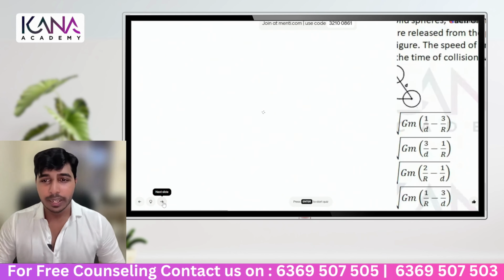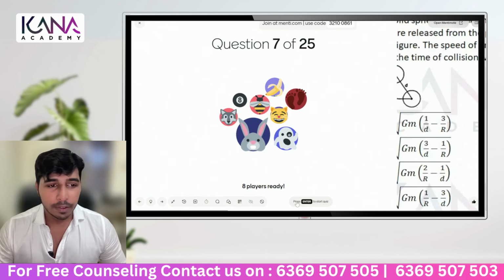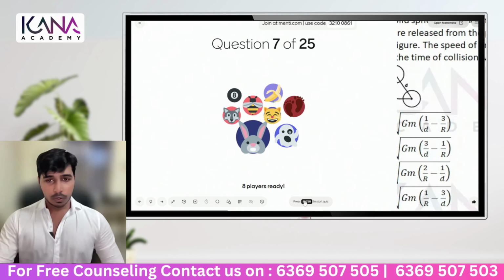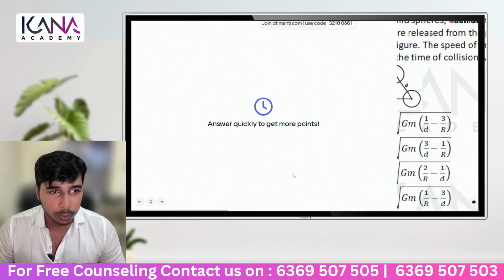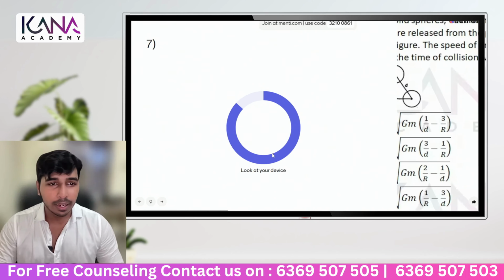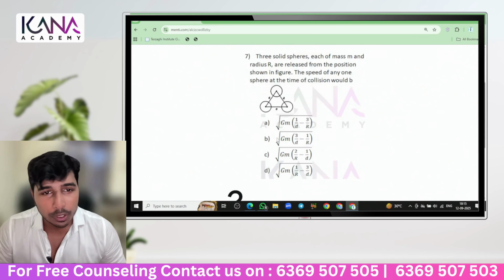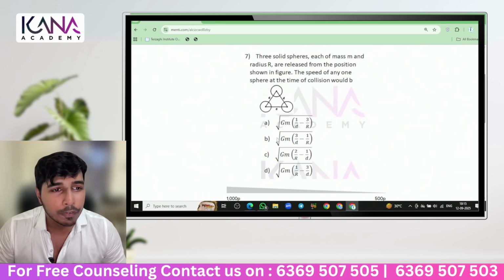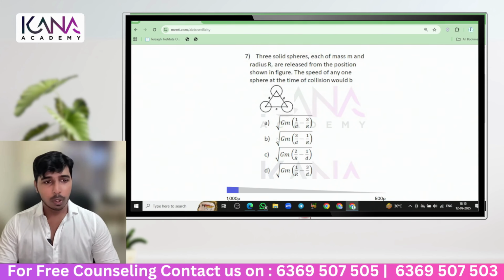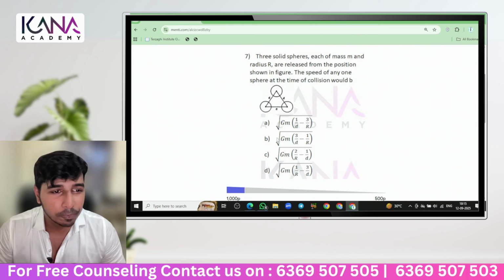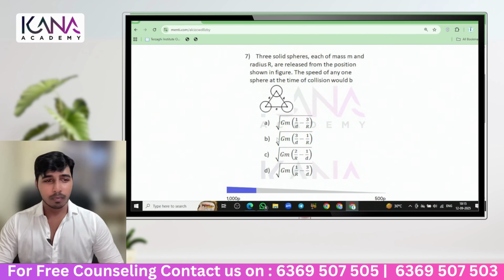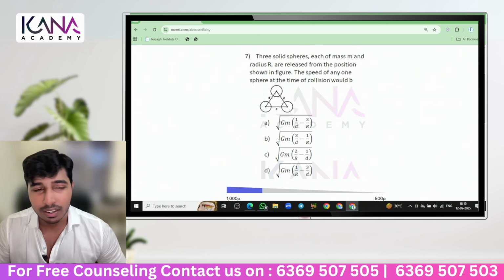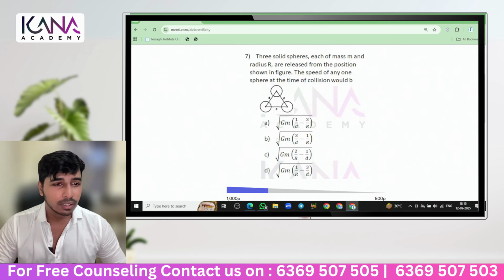All right. Let's go for the next question. This is 7th question out of 25. Okay. This is easy. The three solid spheres, each of mass m and radius r, are released from the position shown in the figure. The speed of any one sphere at the time of collision is v. So the options are below. Easy, direct question. Very logical question. You can easily answer this question.